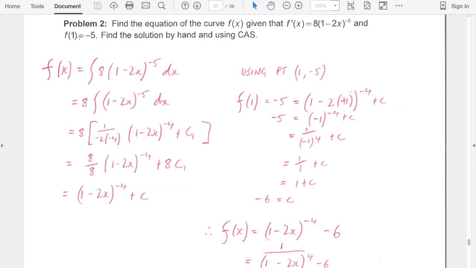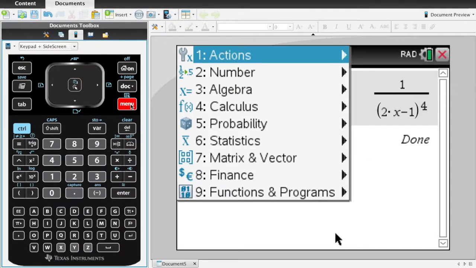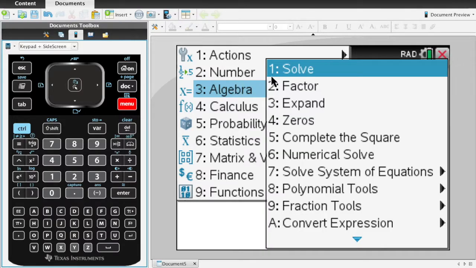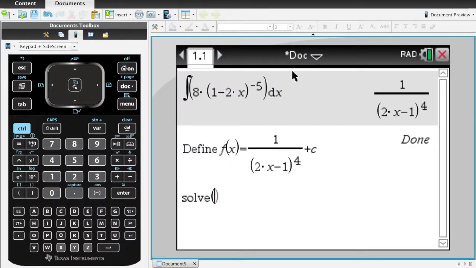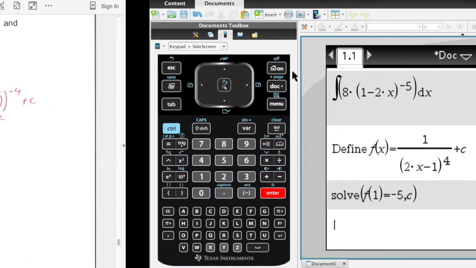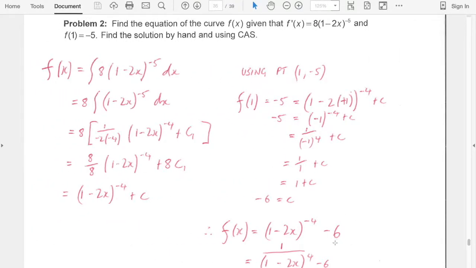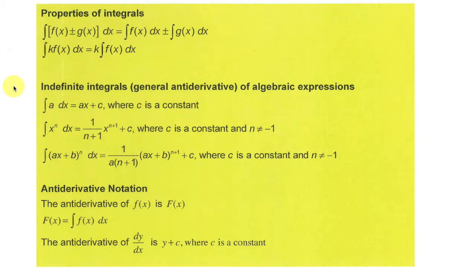From the question, we know that the point 1, negative 5 is on f of x. So we're going to use that bit of information, x equaling 1, y equaling negative 5, to help us work out what c is. So now menu, algebra, solve. And I want f of 1 to equal negative 5. And I'm solving for c, the unknown constant. And you can see I produce negative 6, which is, of course, exactly the same as what we did by hand.